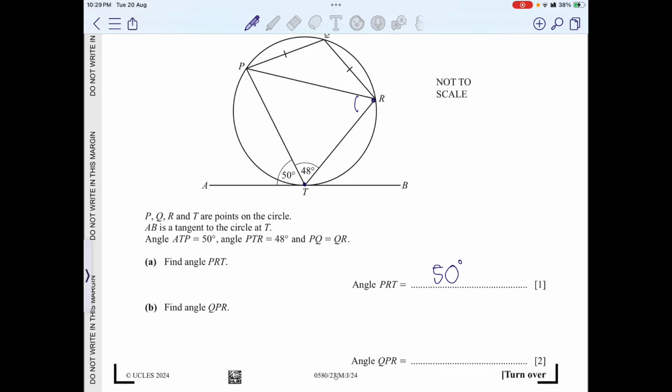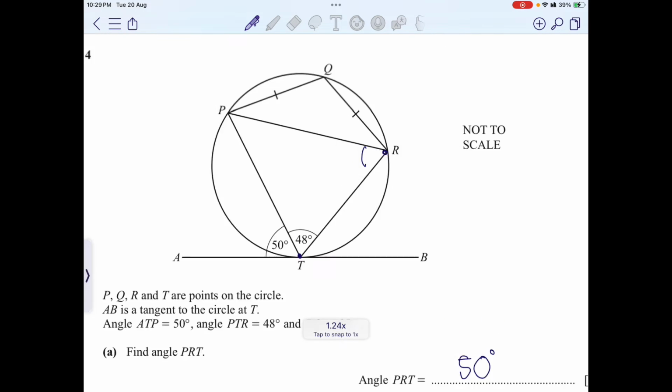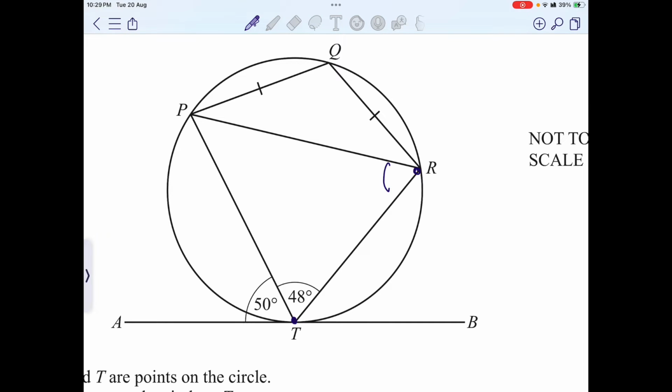Then we have angle QPR. Now as you can see, this is a cyclic quadrilateral, because the four vertices touch the circumference of the circle. In that case, the opposite angles in the cyclic quadrilateral add up to 180. So if this is 48, this would be 180 minus 48, that gives me 132. And now you see this is an isosceles triangle where the base angles would be equal. The angles in a triangle add up to 180. If I subtract 180 minus 132, I would get 48. That means this angle and this angle add up to 48, so these are 24 and 24.